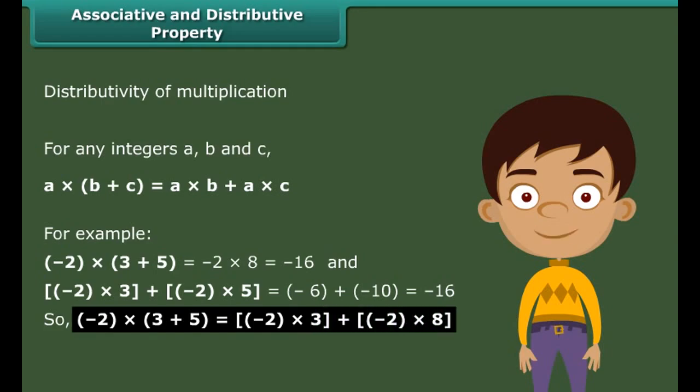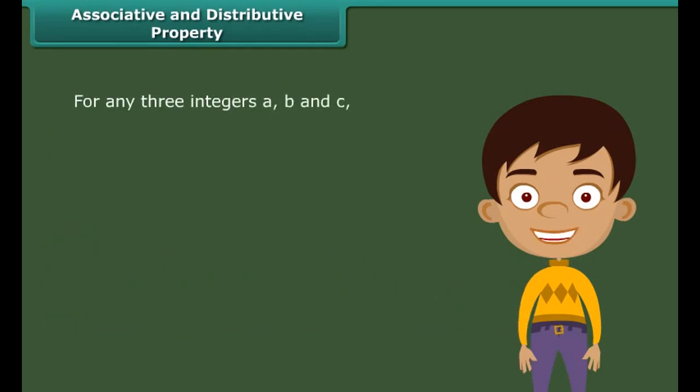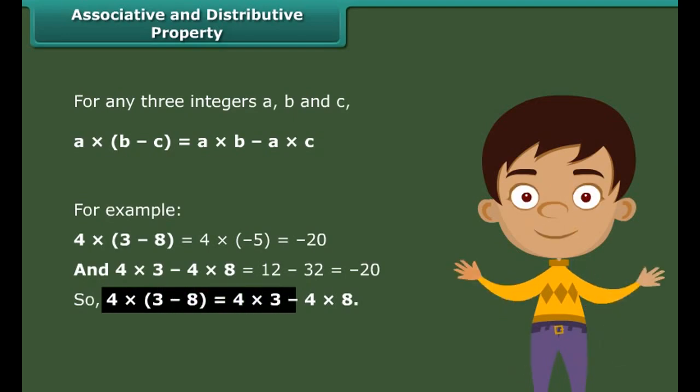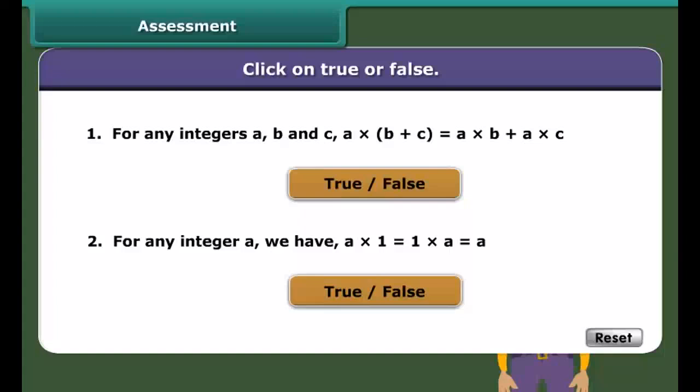Similarly, for any three integers A, B and C, A into (B minus C) is equal to A into B minus A into C. For example, 4 into (3 minus 8) is equal to 4 into 3 minus 4 into 8.